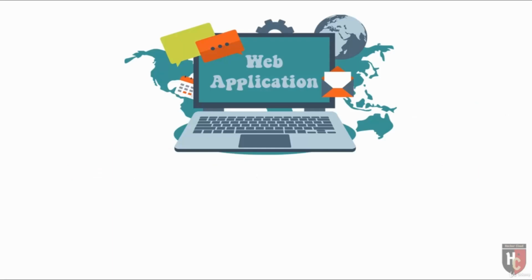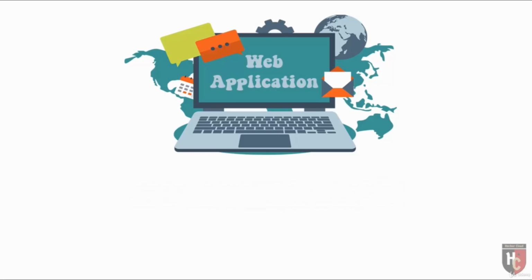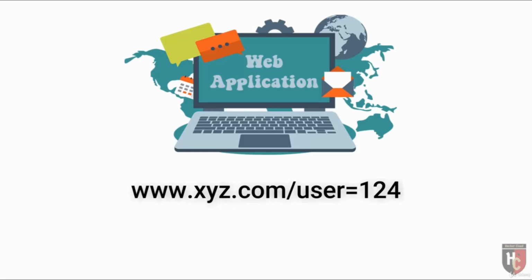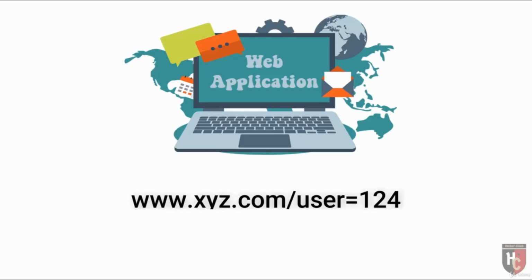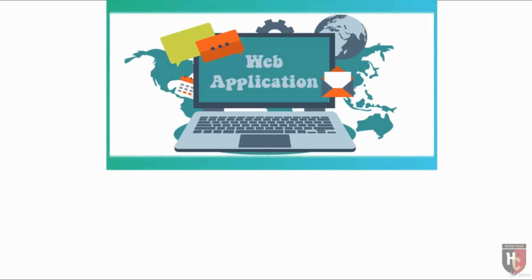For example, when viewing your account on a website with private profiles, you might visit www.xyz.com/user=123. However, if you tried www.site.com/user=124 and were granted access, this site would be considered vulnerable to an IDOR bug.